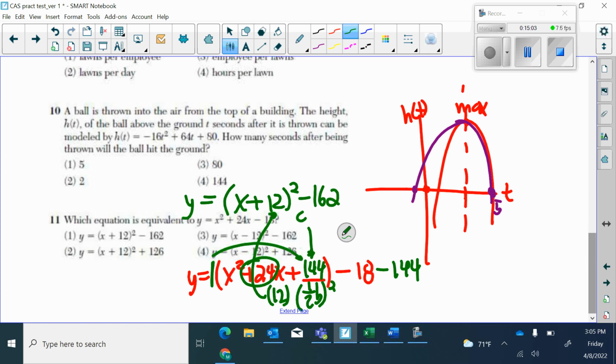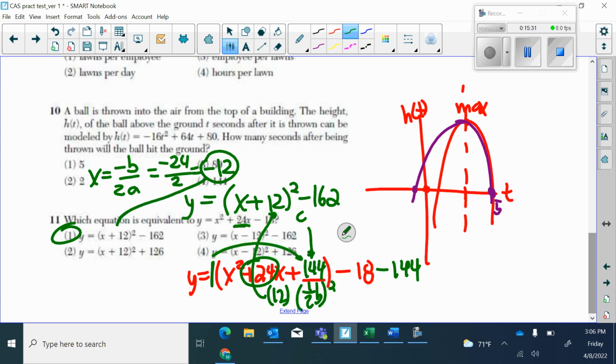So where do we have that? Number 1. So that's using completing the square. Now let's say you somehow forgot that. Remember, I can get the x coordinate of the vertex by taking x equals negative b over 2a. You never want to forget this, negative b over 2a. So that'll be negative 24 over 2 times 1, which is 2, which now gives me negative 12 for the x coordinate. Remember, if it's negative 12, I need it to be the opposite when I put it into the equation in vertex form.